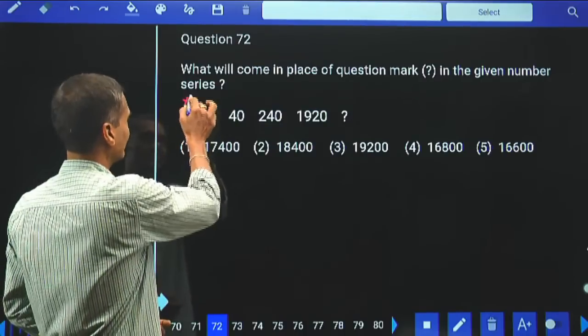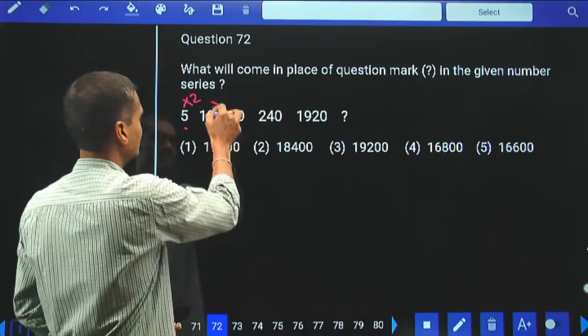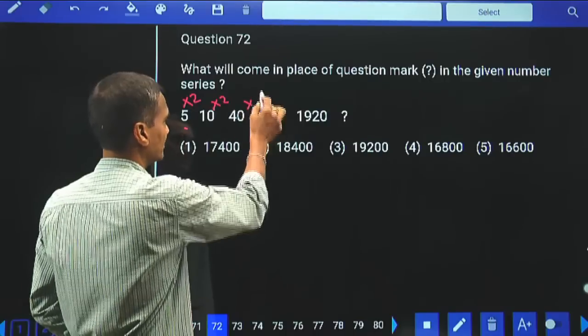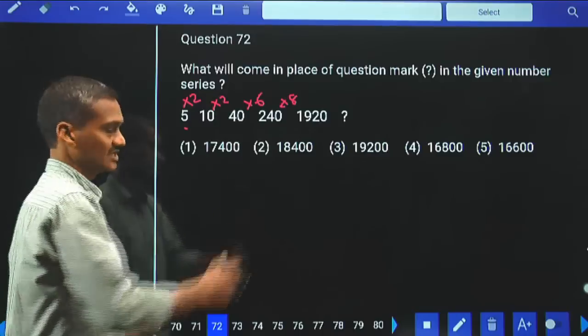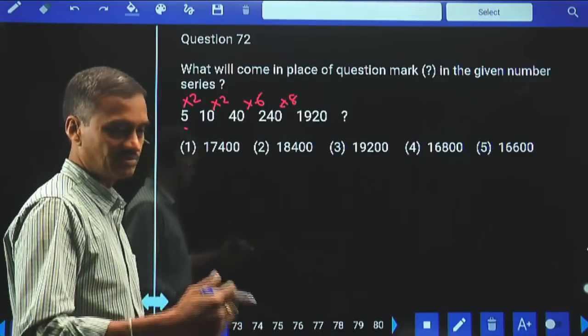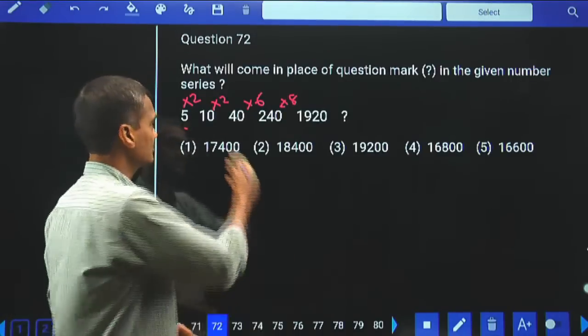5 and 10 can be directly related in the product into 2. And this is into 4. And this is how much? 40 into 6. And obviously no need to check, it must be into 8. 2, 4, 6, 8, they are nothing but even numbers. The given numbers are multiplied with even numbers in ascending order starting with 2.